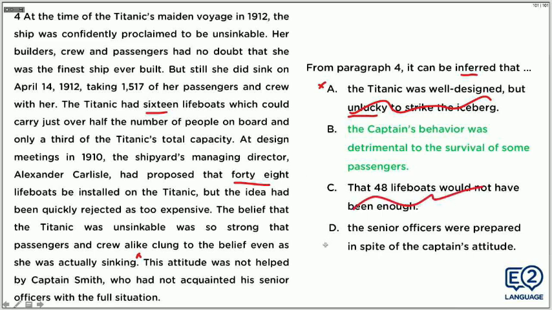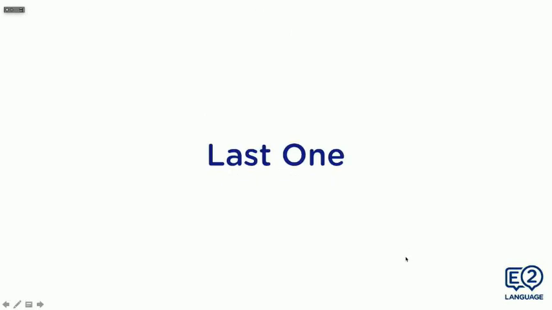And then D, the senior officers were prepared in spite of the captain's attitude. Is this an inference we can make here? Well, no. In other words, this does not say this. So we can eliminate that as well. We don't know what the senior officers thought or what their attitudes were. So B is the only one left there. Cool. Let's do the last one here.